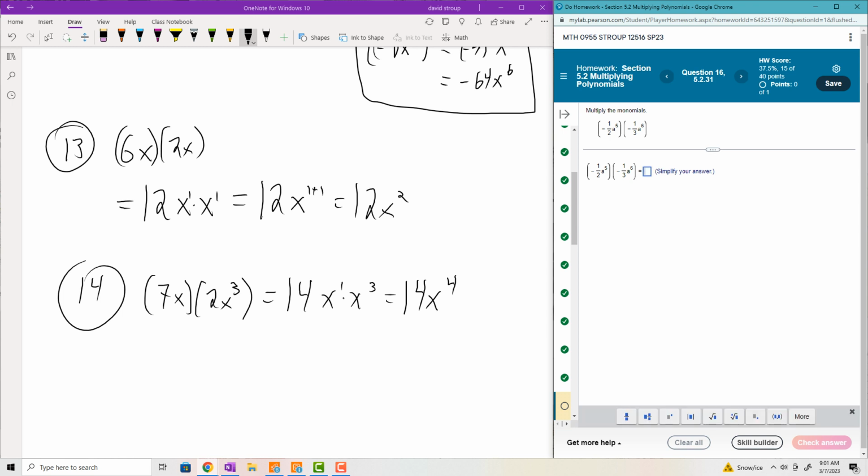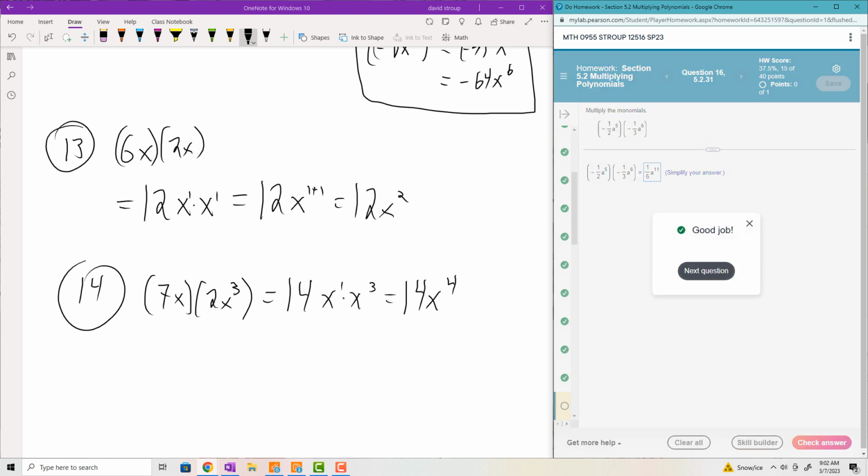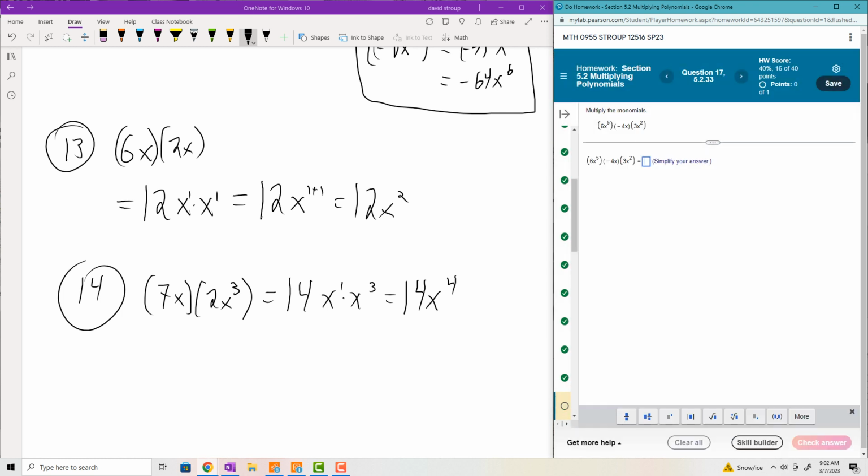Here, negative 1/2 times negative 1/3 is positive 1/6. And then you get a to the 11th. Again, you're just adding the exponents. 6 times negative 4 times 3. Negative 4 times 3 is negative 12 times 6, I believe, is negative 72. Then you have x to the 5 times x to the 1 times x to the 2. That's 5 plus 1 plus 2. That'll be 8. 5, 6, 7, 8.